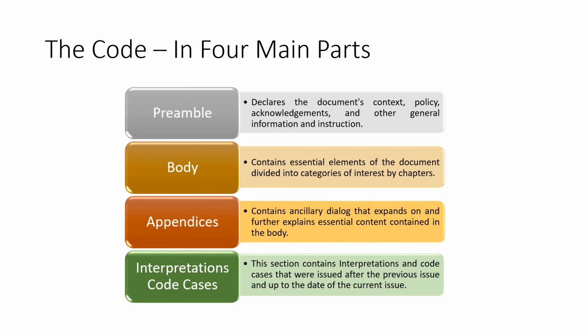Following is my breakdown of a code or standard and not that of ASME. With a 540-page code, it's a way in which to simplify and present its content. What is referred to as the preamble declares the document's context, policy, acknowledgments, and other general information and instruction. What is referred to as the body of the code contains essential elements of the document divided into categories of interest by chapters. The appendices contains ancillary dialogue that expands on and further explains essential content contained in the body. And lastly, interpretations and code cases that were issued after the previous issue was published.